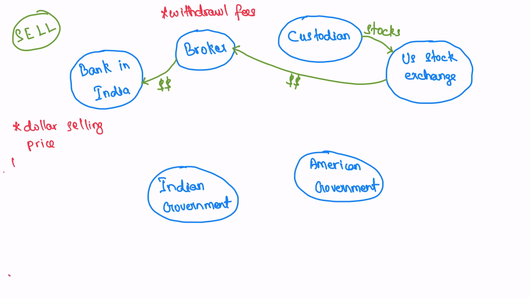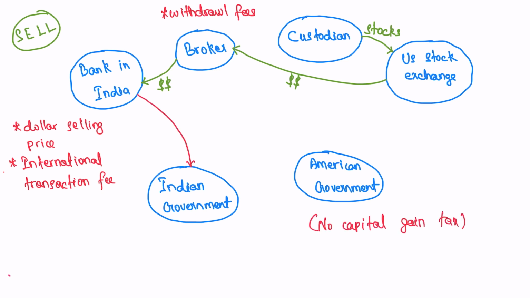This is called the dollar selling price, which will be lower than the market price and definitely lower than the price you paid to buy the US dollar from the bank. Additionally, your bank may charge transaction fees as they facilitate the service to you. The US government doesn't collect any capital gains tax, so you should pay capital gains tax to the Indian government. It will be based on whether the investment period is long term or short term.